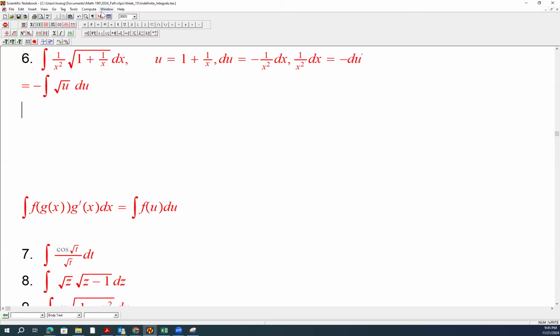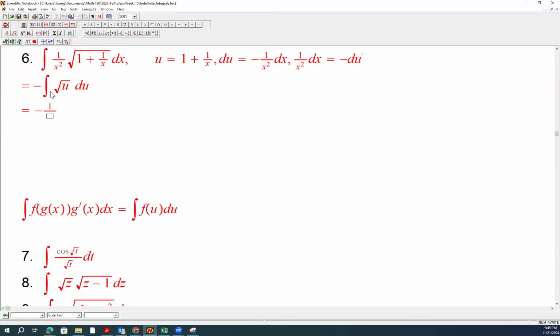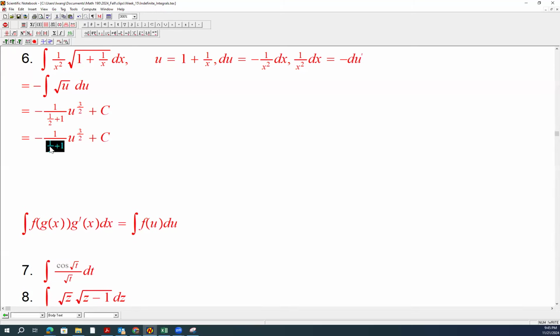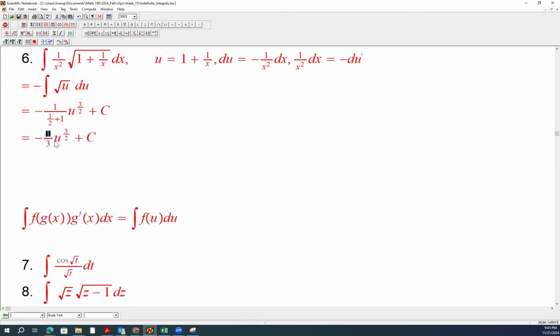And the next step will be just finding the antiderivative. We have seen one case of finding the antiderivative of square root of u before, so let's just do it again. So it's 1 over 1/2 plus 1, u raised to the power of 3/2, plus the constant. And the next step, simplifying. So this is going to be 3/2. So the 3/2 moves, flips over to the front, and u will be substituted.